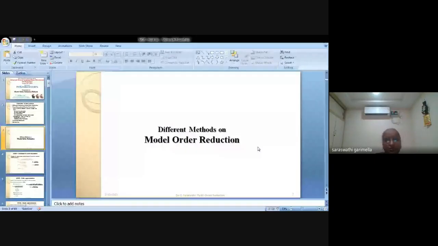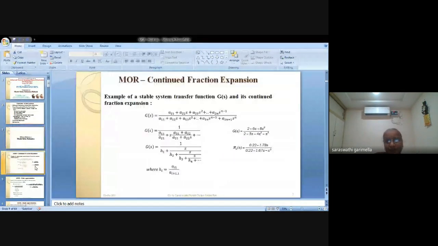System with its order. If that is higher order, then you have to reduce the order. That's why it is being called model order reduction. So first I am starting with continued fraction expansion. This is one of the frequency methods. In this, the transfer function will be taken like this, and you can see the numerator polynomial and denominator polynomial.